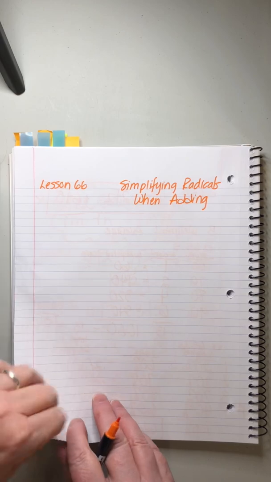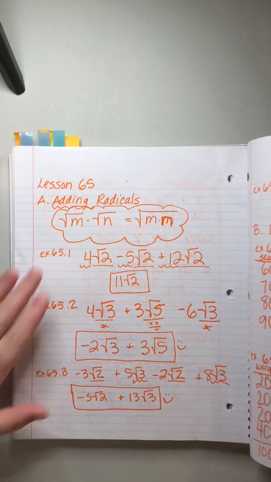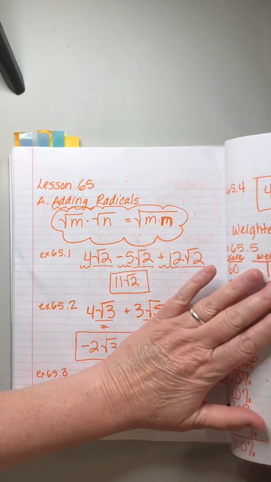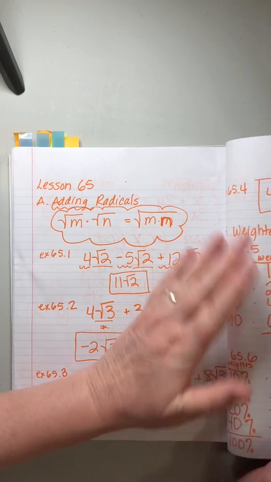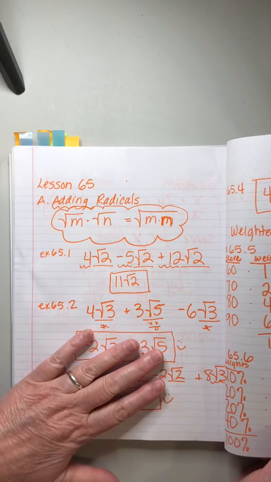Saxon Algebra 1, Lesson 66. We are going to pick up where we left off in Lesson 65. Well, technically, remember in 65 we learned to add radicals, and then we did this weighted average stuff where we were professors figuring out our student grades. We're not going back to that. We're going back to adding radicals.